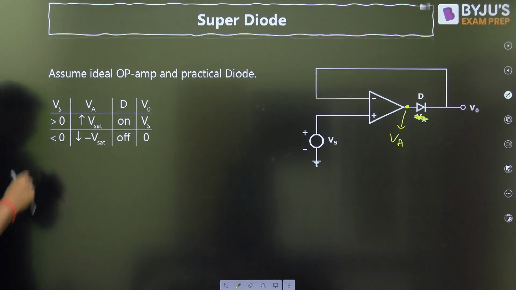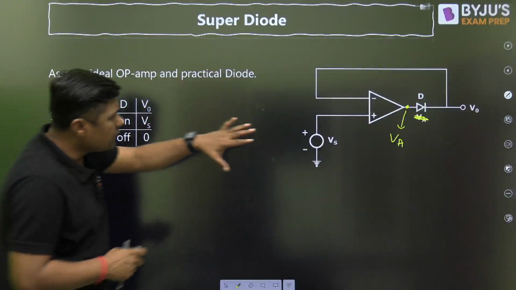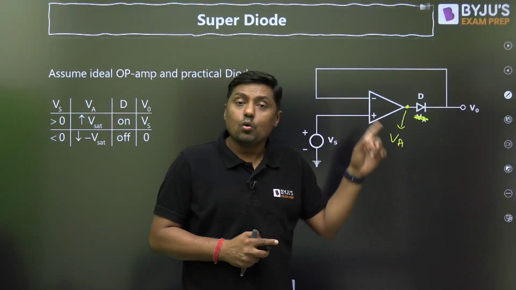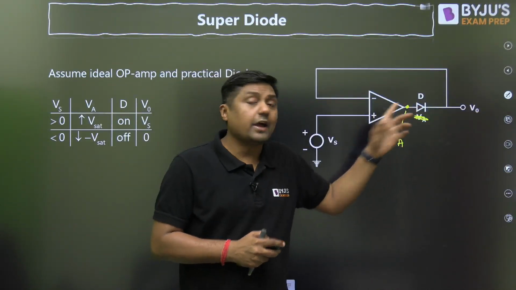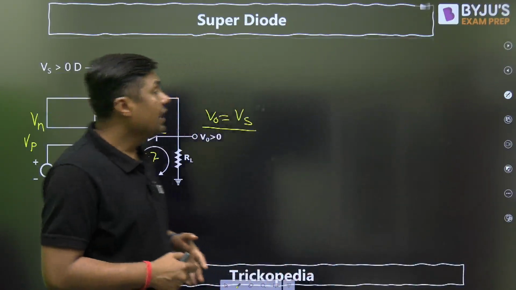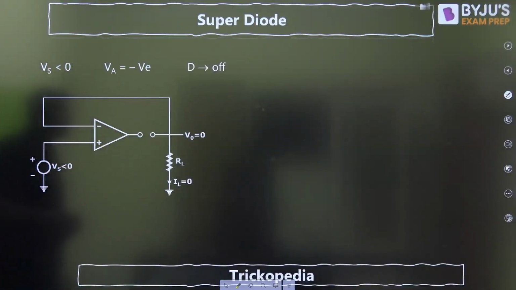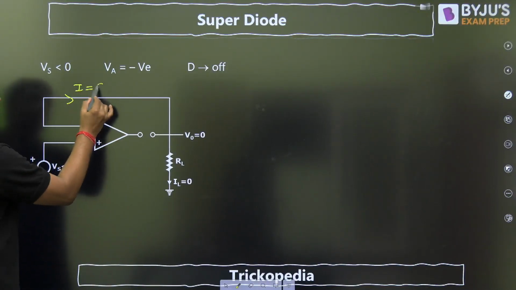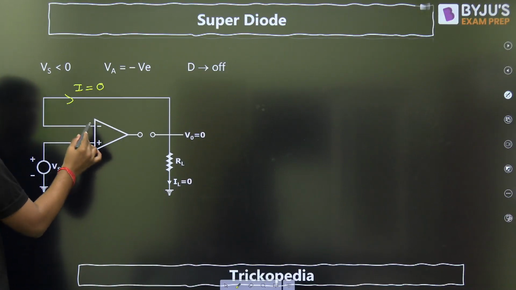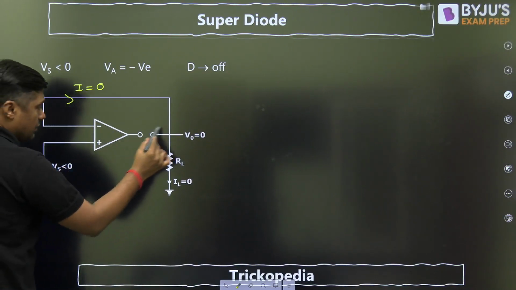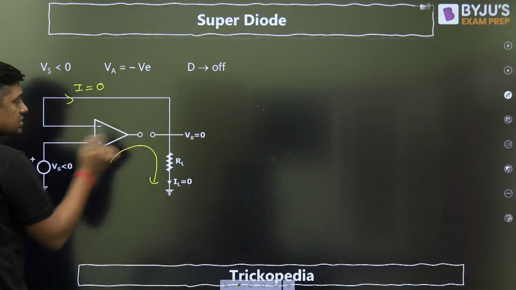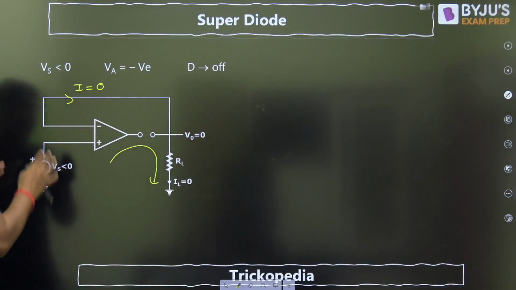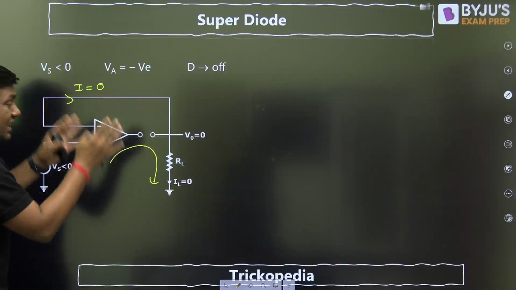Now, second important thing, when Vs is negative, then guys, because of the negative value, Va will go towards negative saturation. Once it is in negative saturation, because of negative, the diode is off, there is no negative feedback, and the operational amplifier will go into saturation. This is the case, and in that case, what is the current through this branch? Zero, because input resistance is infinite. What is the current through this portion? Zero, because the diode is open circuit. That's why there is no current through RL and output is zero, and the op amp goes into saturation.